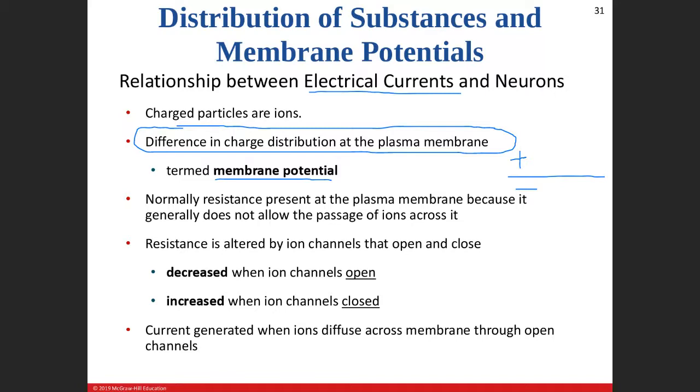The point being is, we're dealing with an electrical charge, and we're dealing with a circuit. Electricity is going to experience resistance. And in this case, the plasma membrane is going to be the resistance that the electrical charge that travels down a neuron experiences. That's what's going to slow down and decrease the amplitude or the power of the electrical charge, the nerve signal.